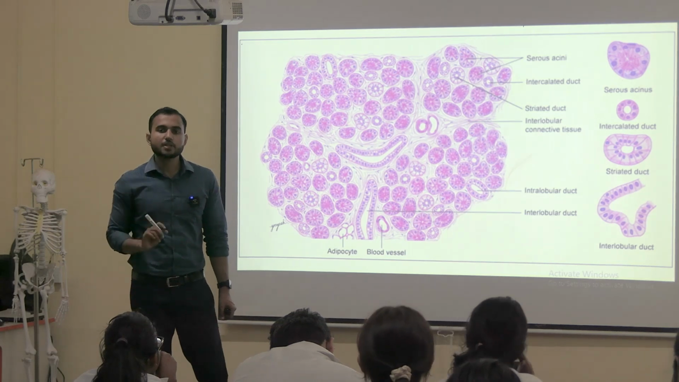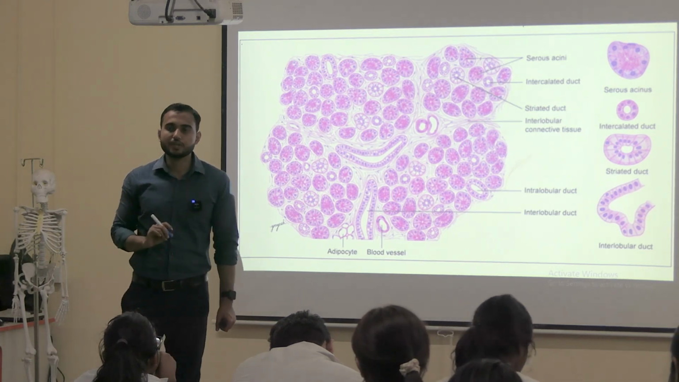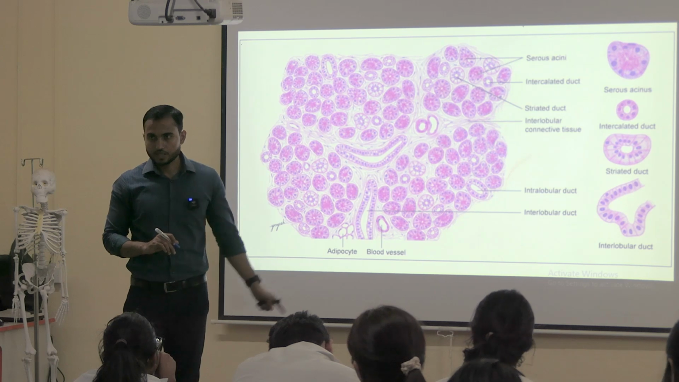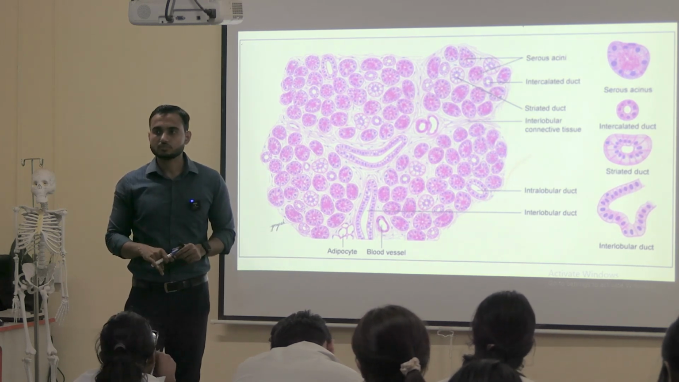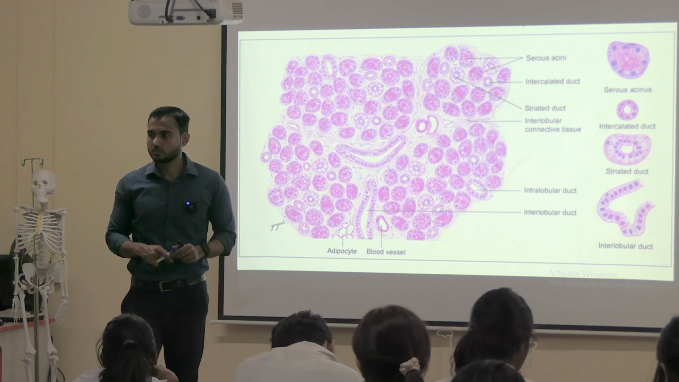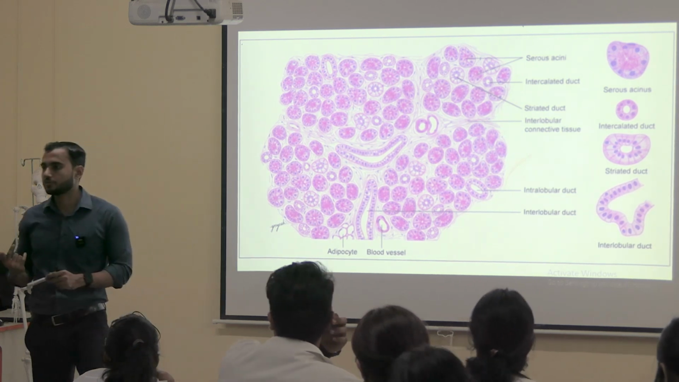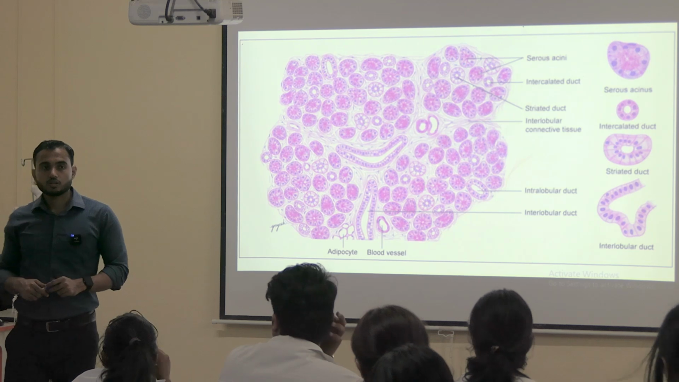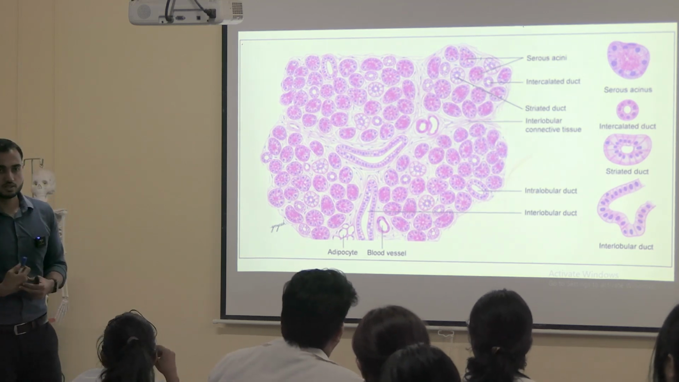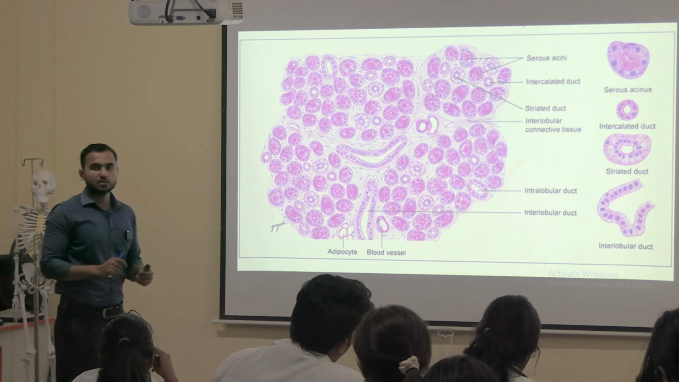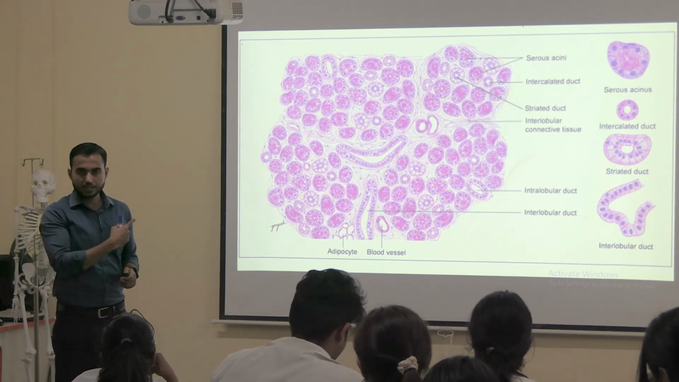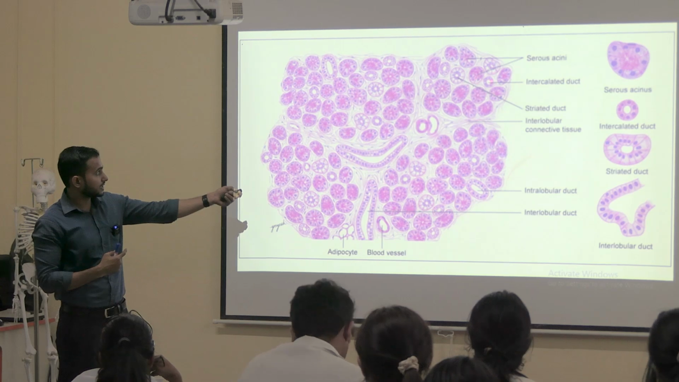So first, what do you have to identify? You have to identify the darkly stained acini. Next, what do you have to identify? Next you have to identify the ducts. Can you see the duct? Which is the smallest one? Intercalated. Can you see the intercalated duct? Look, this is the intercalated duct.